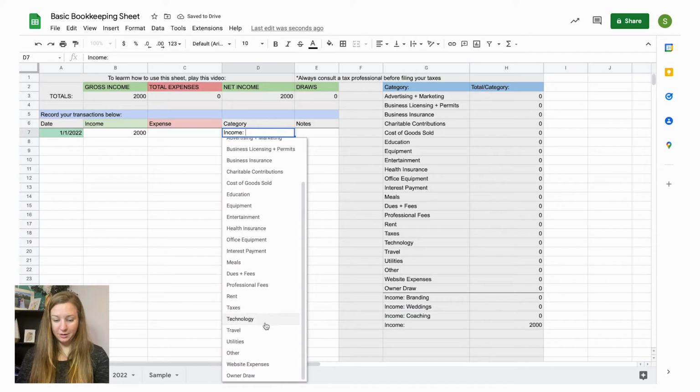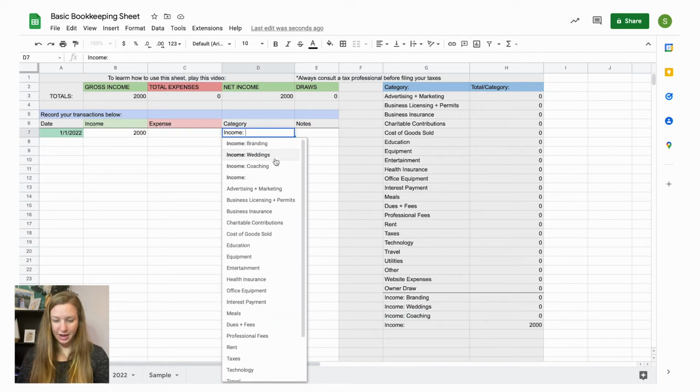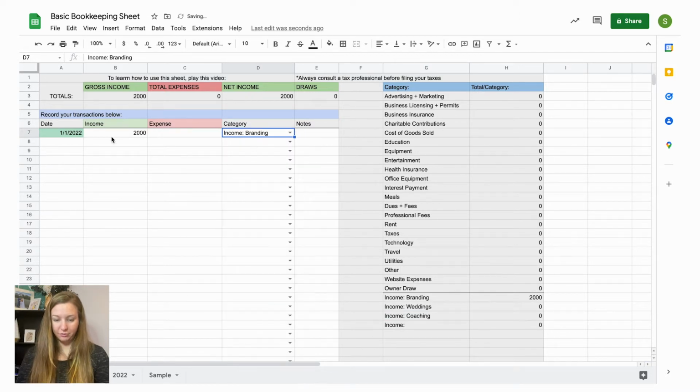So I'm going to make sure that the income category came up for branding, because that's what this person paid me for. And then I'm going to put a note in here, so-and-so's branding session. That way I know that was the money from this person's session. I can sync it up with my invoicing software if I wanted to. I know who sent me that money.